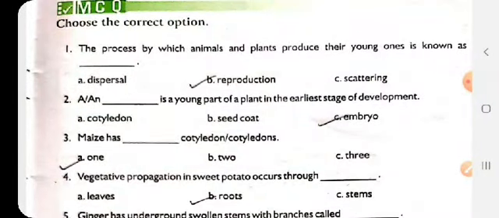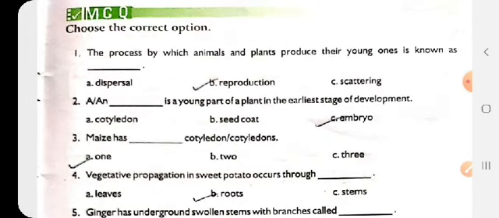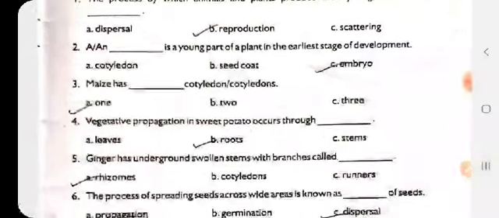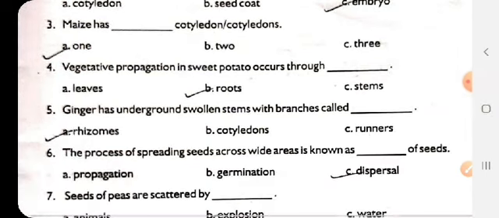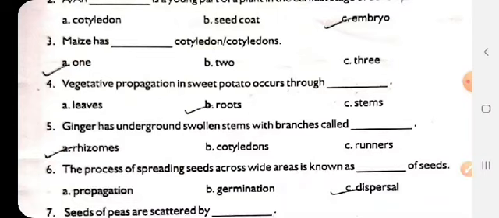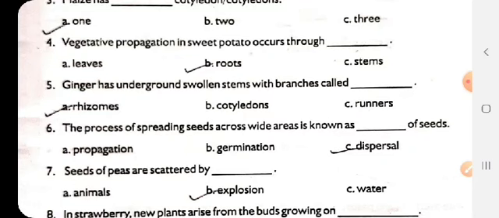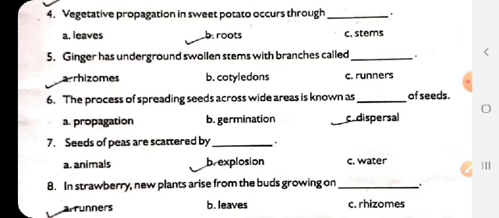Next comes MCQs. The process by which animals and plants produce their young ones is said to be reproduction. Embryo is a young part of the plant in the earliest stage of development. Next is, maize has how many cotyledons? 2, 3, or 1? It is having 1. Any other seed which is having 1 cotyledon is wheat grain. Yes. Vegetative propagation in sweet potato occurs through leaves. No, it occurs through the roots. Next is, ginger has an underground swollen stem with branches called rhizomes, that is said to be a swollen stem.